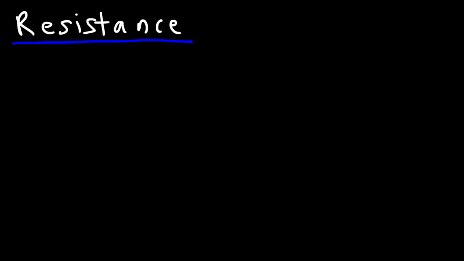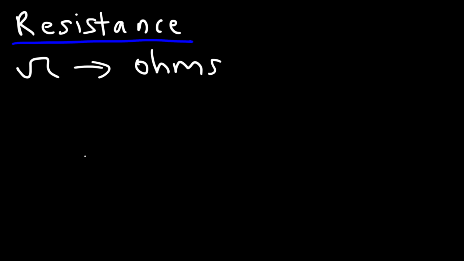Now the next topic we have is resistance. When you think of resistance, what do you think of? Resistance can be provided in a circuit by devices called resistors. And they resist the flow of current. Resistance is measured in the units ohms, represented by the Greek symbol omega. And that's basically what you need to know about resistors. They resist the flow of current.